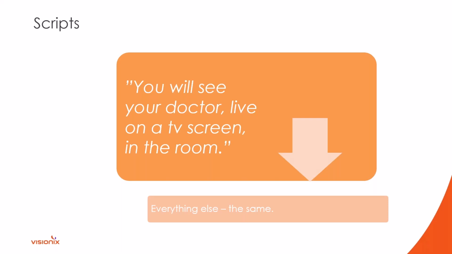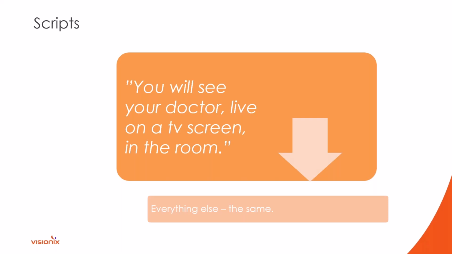The scripts, guys, I've got to tell you, we explored all different ways to tell our patients about this. And what we found is the less we downplayed the quality of the exam. We used to go on and on about how this is a high quality exam, we're using the latest equipment, we can upload the information, and the doctor, while he's remote, he's still very, very good. And we just went on and on.